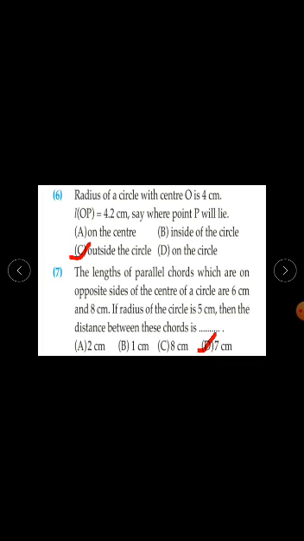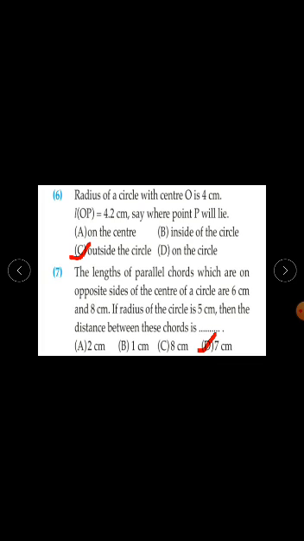And for second one, length of chord is given 8 centimeter. Half of 8 is 4 centimeter. So again use Pythagoras theorem. 5 square is 25 and 4 square is 16. So 25 minus 16 is 9 and square root of 9 is 3. So other chord is at a distance of 3 centimeter.